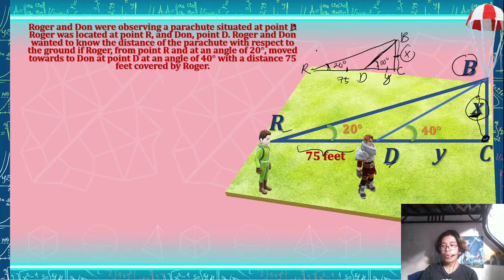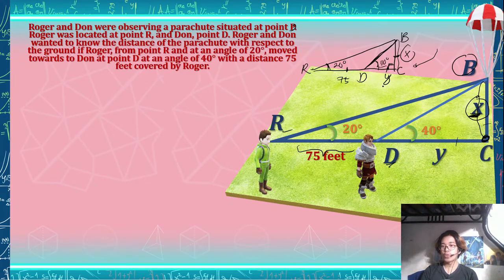As you can see here, guys, we cannot directly solve for the measurement of x since there are no side measurements given here. There's only an angle given, that's 40 degrees, but that's about it. There's no side measurements given on triangle BDC. So for this problem, what we can do, of course, is look at the bigger picture: this big right triangle that we have here.